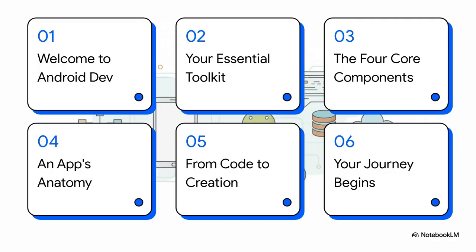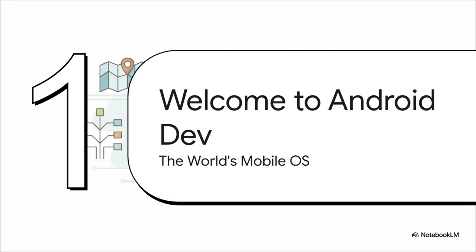So here's our game plan. First, we'll get a bird's eye view of the whole Android world. Then we'll open up the developer's toolkit and check out the must-have tools. After that, we'll look at the 4 core pieces of every single app, take a peek inside a project's anatomy, and finally, map out the path from your very first line of code to a finished creation. Ready? Let's do this.